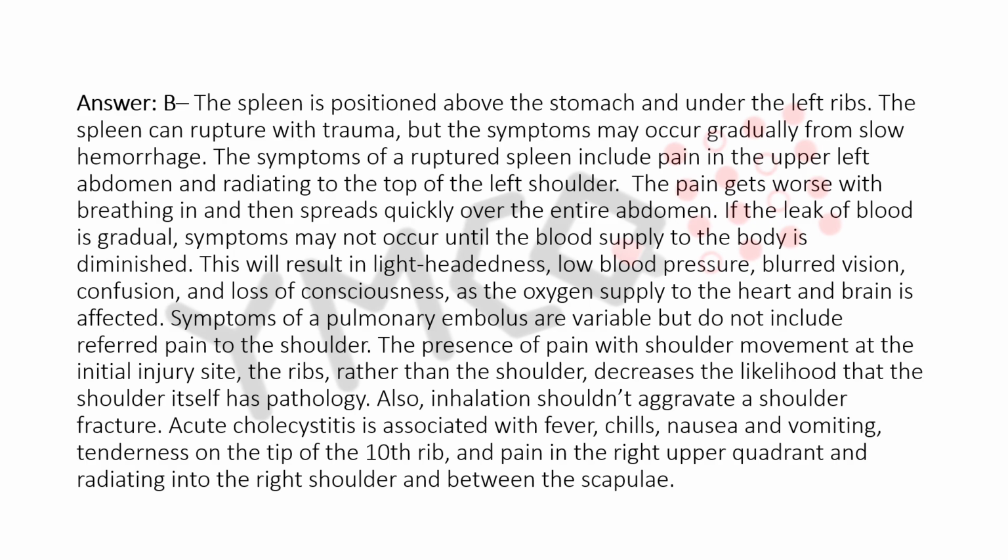This will result in lightheadedness, low blood pressure, blurred vision, confusion, and loss of consciousness, as the oxygen supply to the heart and brain is affected. Symptoms of a pulmonary embolus are variable but do not include referred pain to the shoulder. The presence of pain with shoulder movement at the initial injury site, the ribs, rather than the shoulder, decreases the likelihood that the shoulder itself has pathology. Also, inhalation shouldn't aggravate a shoulder fracture.